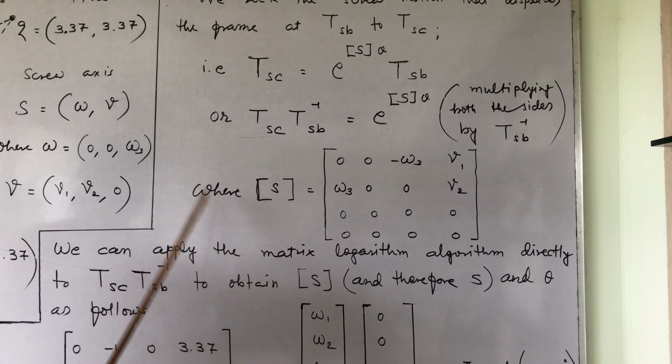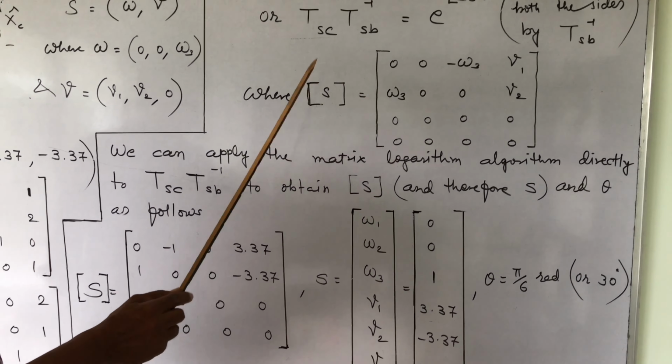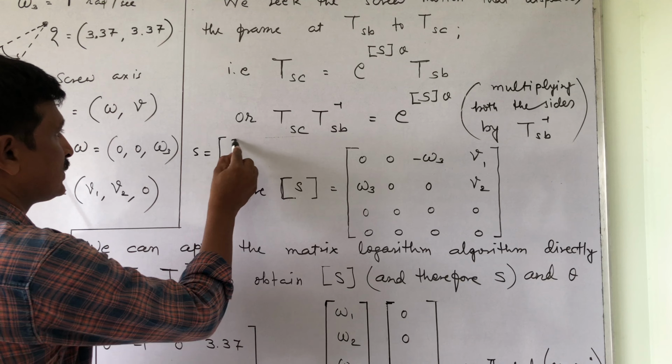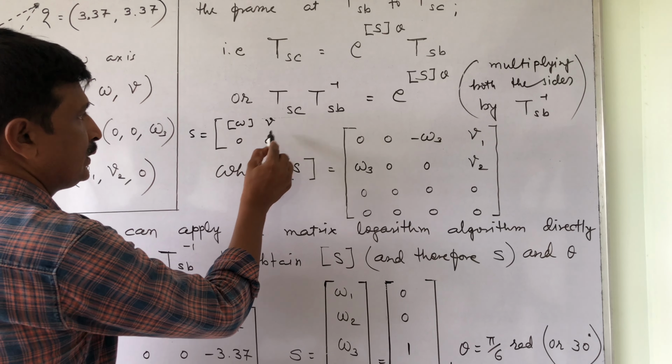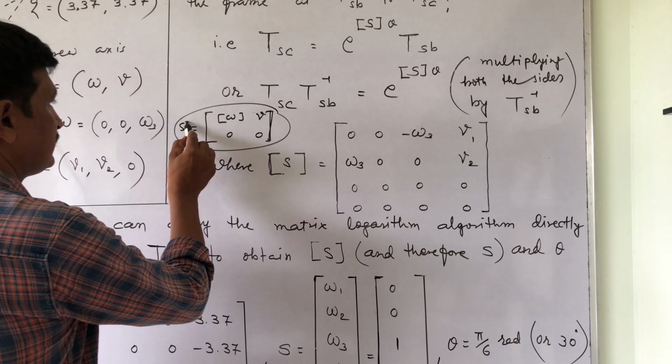But according to geometry, the twist matrix is: what is the twist matrix? The twist matrix is [omega], v; 0, 0. This is a twist matrix.